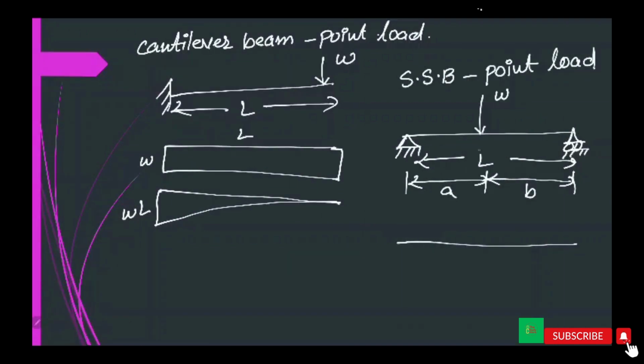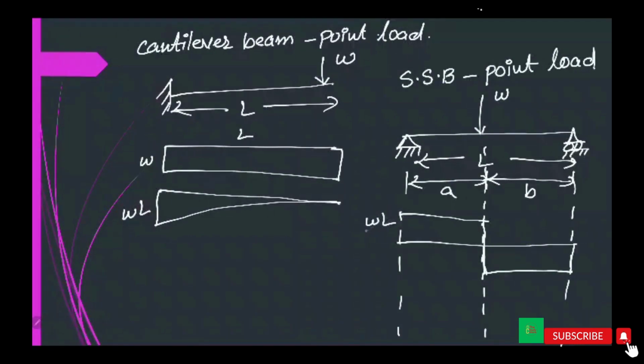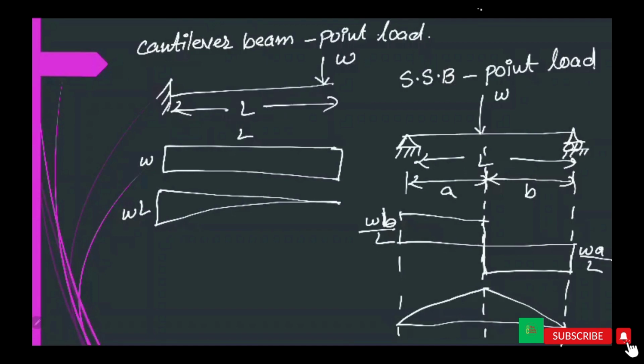Shear force diagram will be rectangle and rectangle, WB divided by L, WA divided by L, like this. And the bending moment diagram will be an inclined straight line, WAB divided by L.